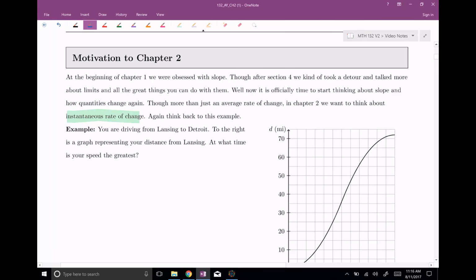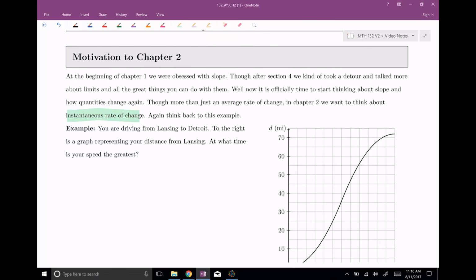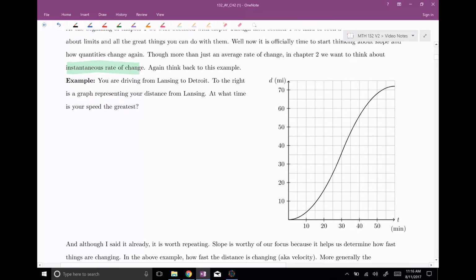So let's think back to this example. I went over this back in the chapter 1 motivational video. We're driving from Lansing to Detroit. Here I have my nice graph that represents distance, so distance in miles away from Lansing. At what particular time is my speed the greatest? So this is talking about how my distance is changing. That's speed. Speed is how your distance is changing, feet per second, miles per hour. Again, how is distance changing at a particular instant? We want to know when this is the greatest.